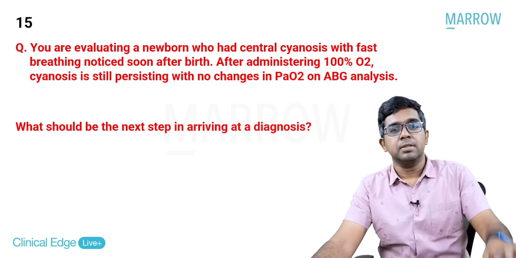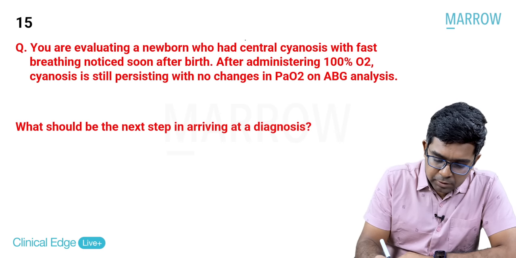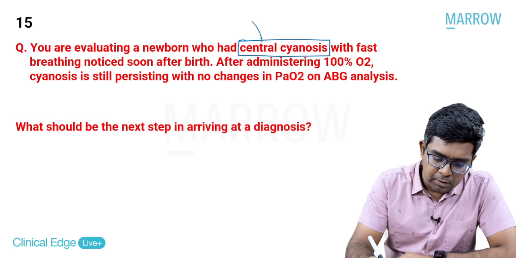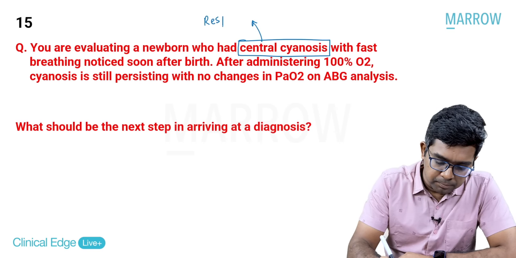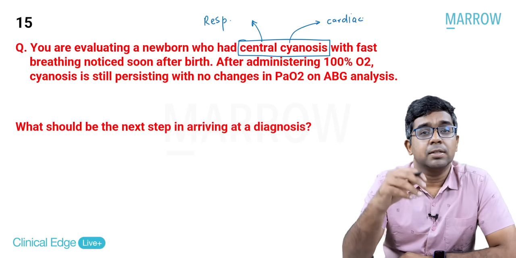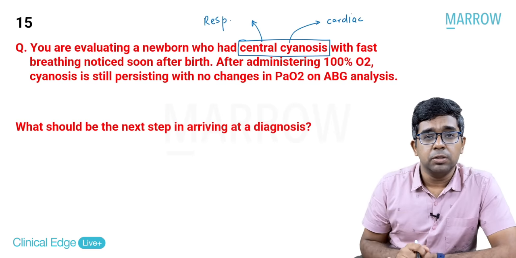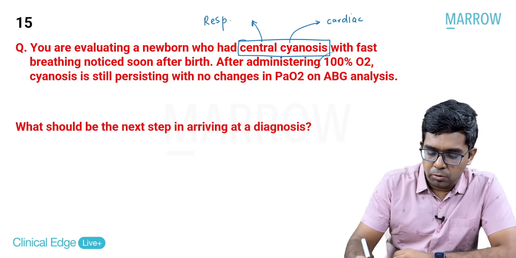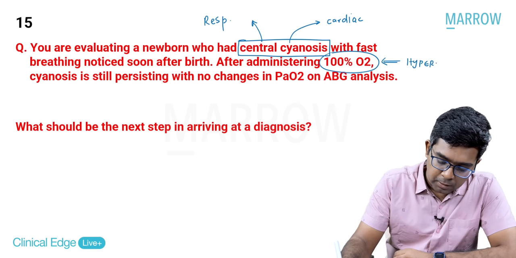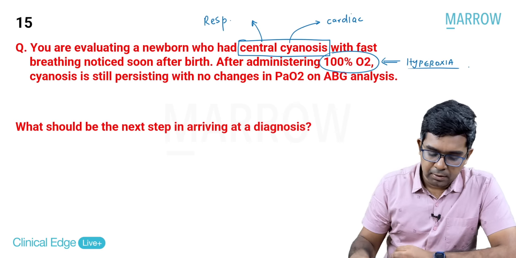Next step. Okay, first, let us think about the clinical possibility and then we will plan the next step. See, this is a baby who is having central cyanosis. In a neonate who is having central cyanosis, the two possibilities are whether it's a respiratory problem or it's a cardiac problem, like a cyanotic congenital heart disease. To differentiate between these two conditions only, we are doing this 100% O2 testing, which is what we call the hyperoxia test. And you can see the result of this hyperoxia testing.